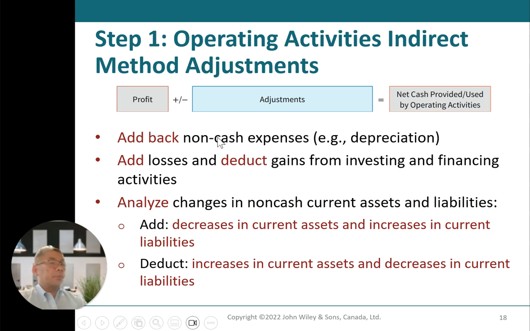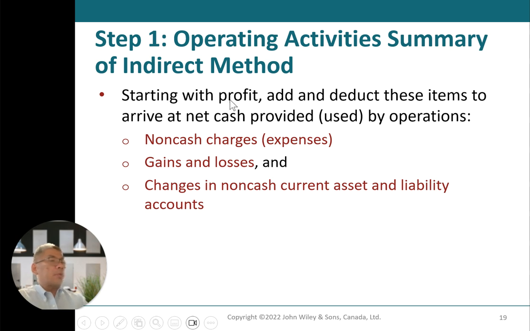Add back non-cash activities such as depreciation, add losses and deduct gains for investing activities, and then analyze the changes of current assets and liabilities by adding the decrease in current assets or increase in current liabilities, and deducting the increase in current assets and decrease in current liabilities. Starting with profit, add or deduct these items to get the net cash flow, such as non-cash charges, gains or losses, and changes in non-cash current asset and liability accounts.